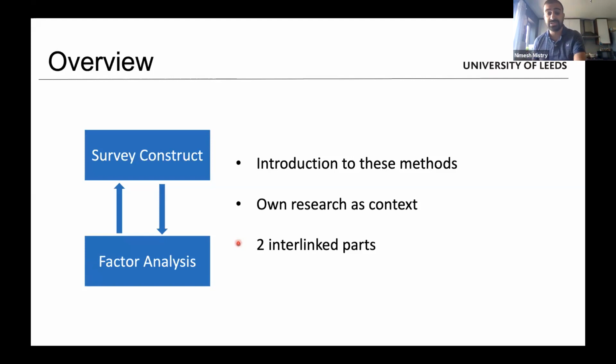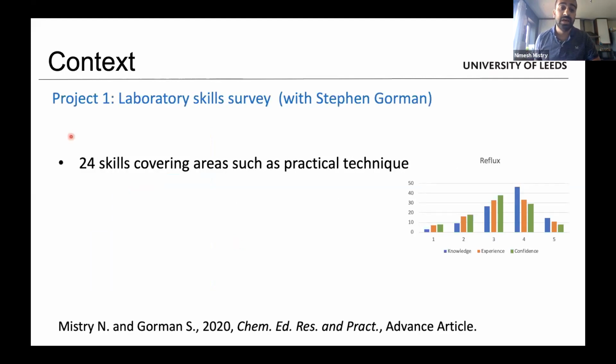So what I'll do is I'll just start by introducing the two projects that I'm going to provide as context for talking about factor analysis. The first project is a project that I did with my colleague Stephen Gorman, where we designed a laboratory skills survey because we were interested in measuring the levels of lab skills that our students had, and we wanted to see how they were developing as the students were progressing through the course.